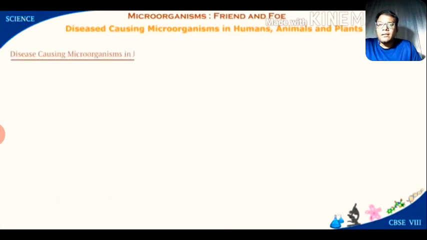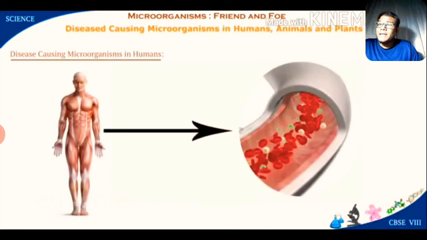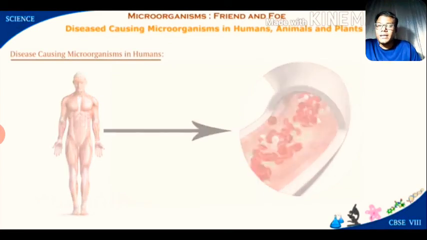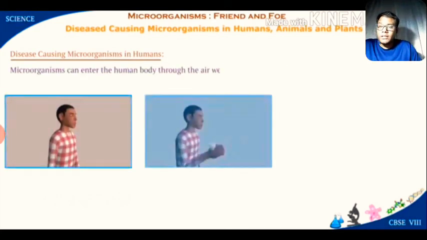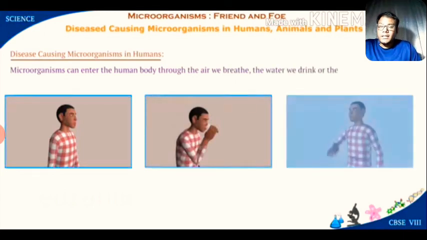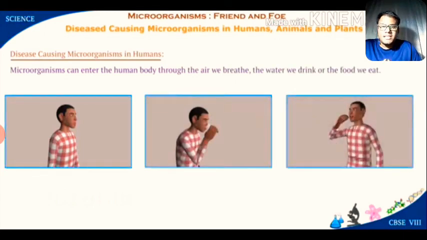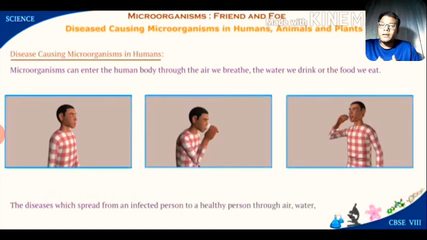Disease-causing microorganisms in humans. Pathogens enter the human body in various ways. Microorganisms can enter the human body through the air we breathe, the water we drink, or the food we eat. The diseases which spread from an infected person to a healthy person through air, water, food or physical contact are called communicable diseases.